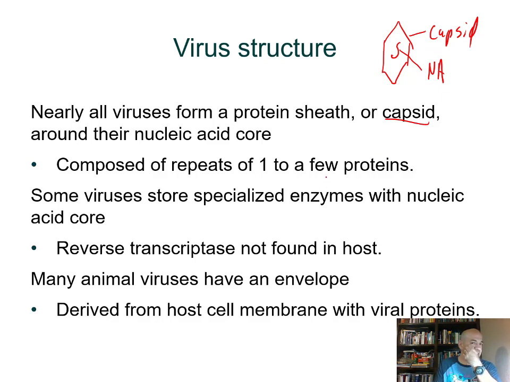As far as the capsid goes, the capsid is going to be made of at least one type or a few types of proteins, and these proteins are coded for in the viral genome. So the viral RNA or DNA has instructions for making those proteins. Now, the viruses may also carry special enzymes with them, along with the nucleic acid within the capsid. An example would be the retroviruses, which carry an enzyme called reverse transcriptase. So reverse transcriptase is only found in retroviruses, and it gets its name because of what it does.